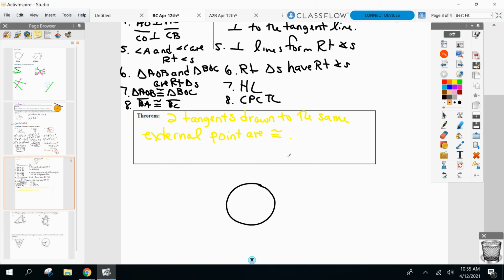To help you guys remember this theorem, many students in the past refer to this theorem as the party hat theorem.